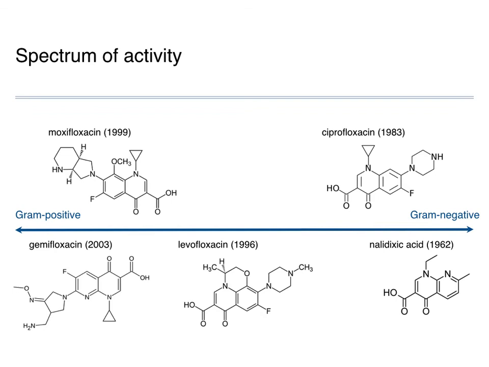So nalidixic acid was actually the first quinolone ever developed. It's not available as a commercially available therapeutic agent any longer. So again, just remember that Cipro really is much more of a gram-negative agent, and lacks coverage of Streptococcus pneumoniae. Gemi and Moxie are better gram-positive agents. And I really think of Levo as being in the middle here, having a bit of a mixture of gram-positive and gram-negative activity.